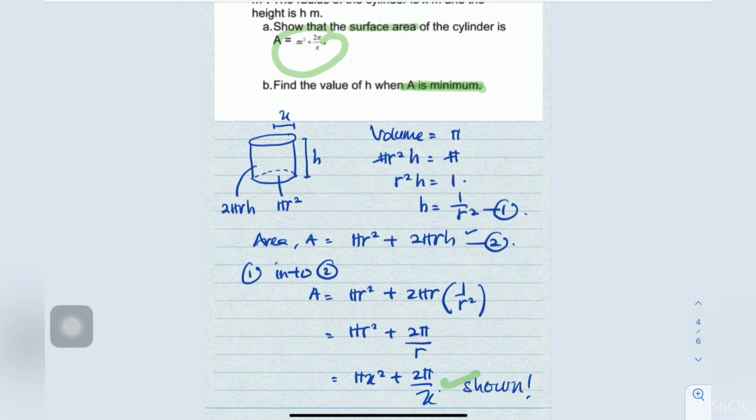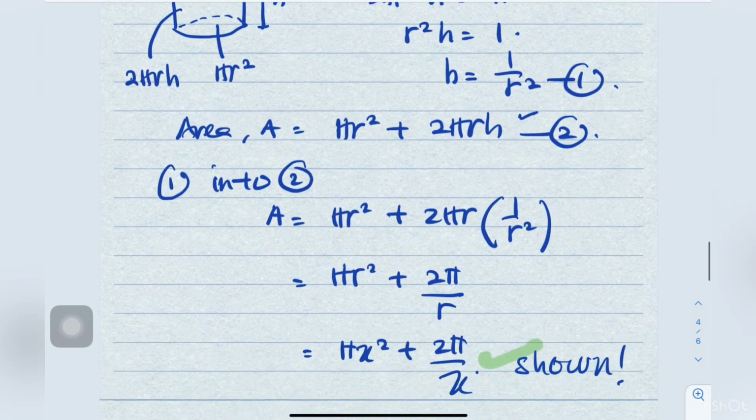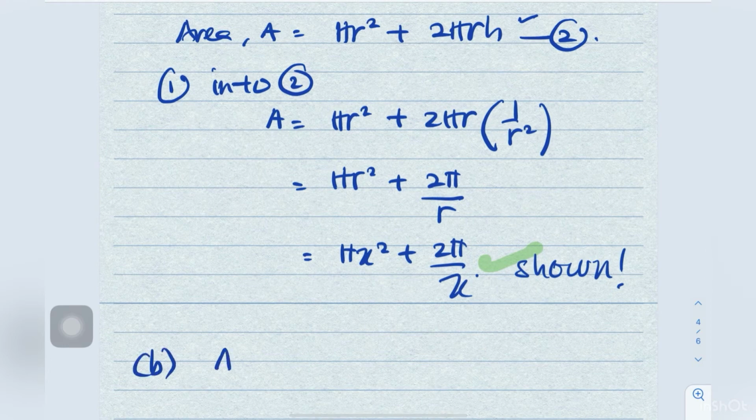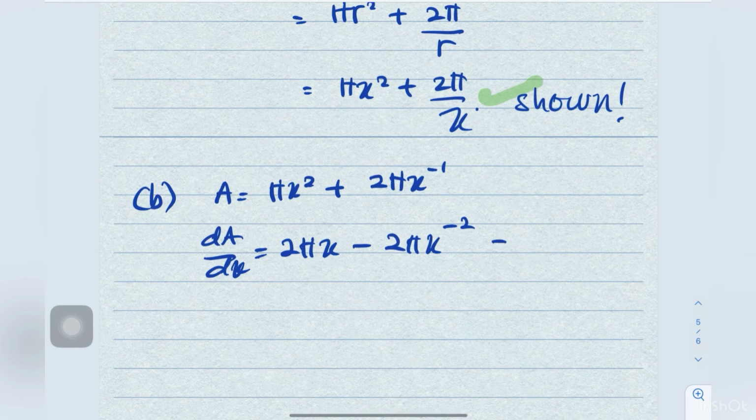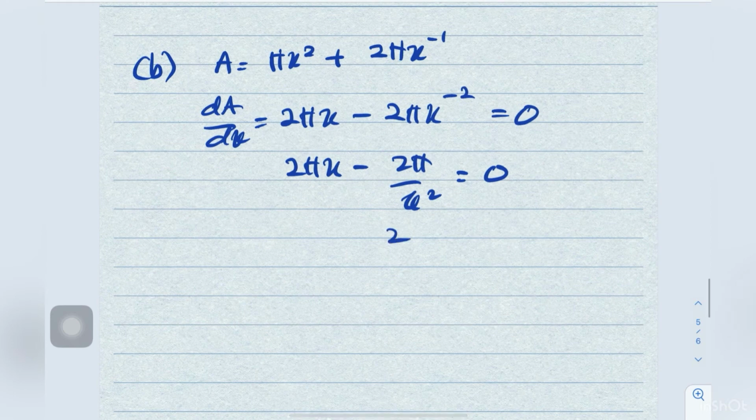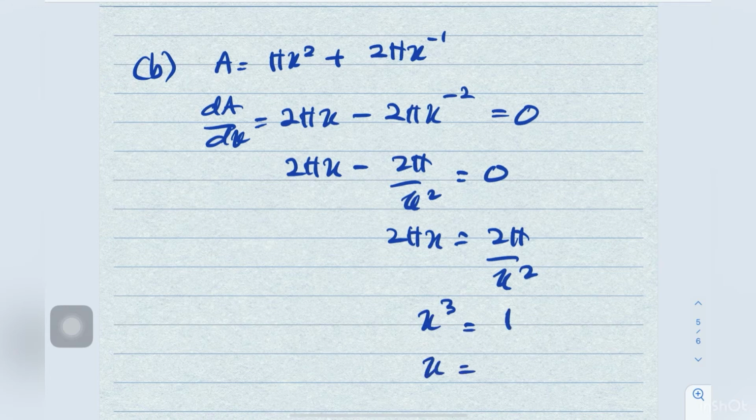Okay, so for b, we differentiate equal to 0. We have A equals pi x squared plus 2 pi over x. So you have to move up x. Here we have 2 pi x to the power of negative 1. So differentiate, dA/dx equals 2 pi x minus 2 pi x to the power of negative 2. Okay, equals 0 because minimum. We simplify, we get 2 pi x minus 2 pi over x squared is 0. 2 pi x equals 2 pi over x squared. x cubed equals 1, so x is 1.